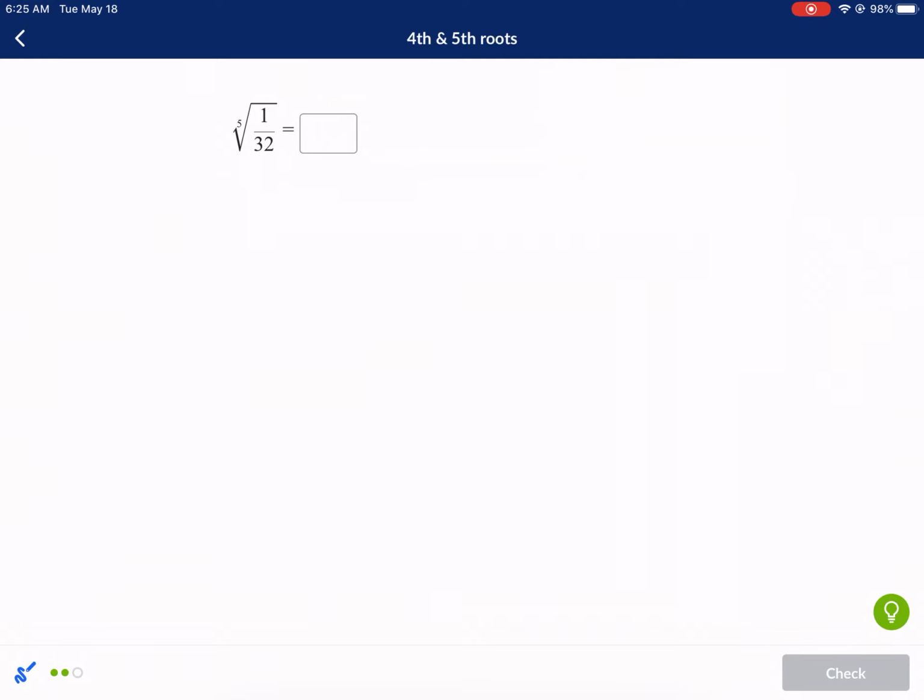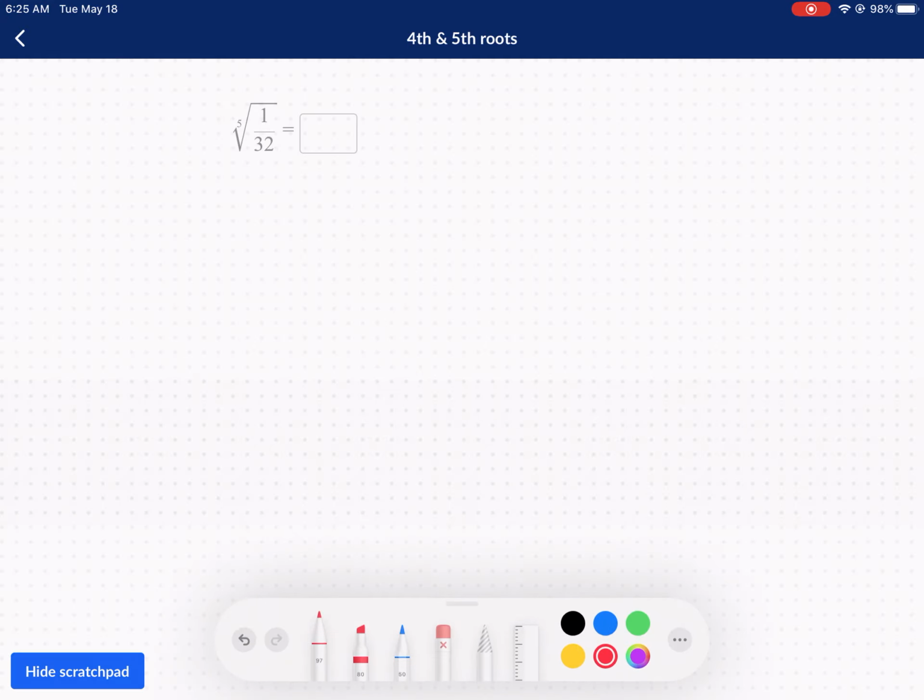All right, next question, 1 over 32. Okay, we can separate this into 2 problems. Well, not 2 problems, but 2 roots. We can split it up so it's the fifth root of 1 over the fifth root of 32. Now, anytime we have a root with 1, it's just going to be 1 in the top. Okay, that's pretty simple. Now, but with 32, we need to go ahead and divide by prime numbers.